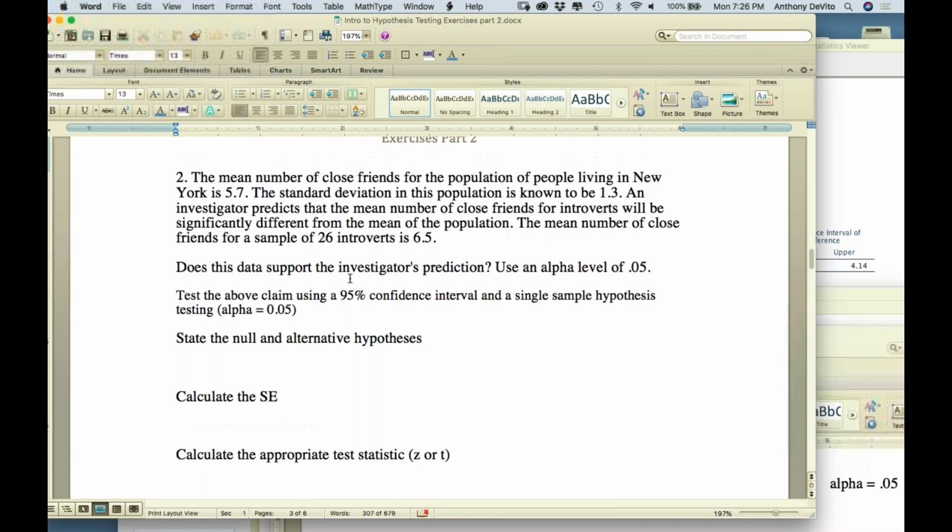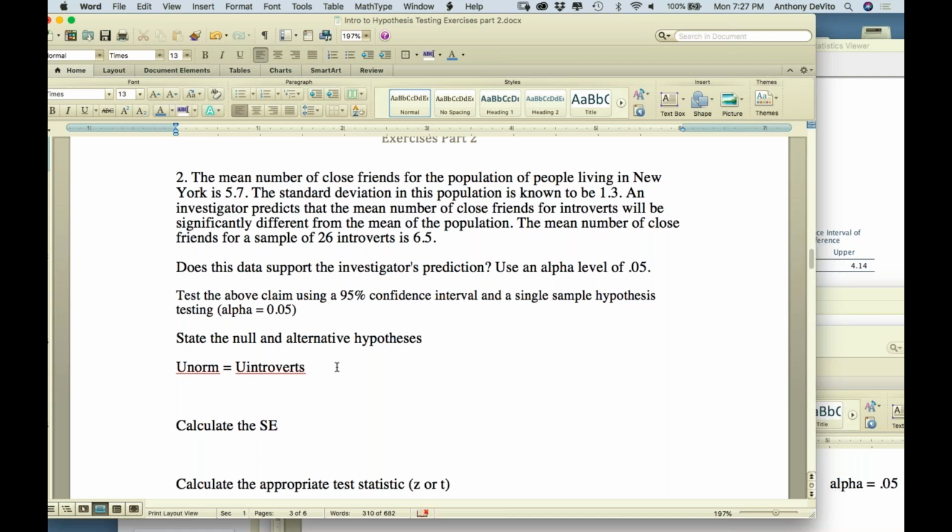Okay, so what is our null hypothesis here? We have two means here. The mean number of close friends for normal people, and the mean number of friends for introverts. Our null hypothesis is that the mean number of friends for both groups is equal in both populations. Our alternative hypothesis is that they are not equal. We're not going to make an assumption that one is greater than the other. We're just going to say they're not equal.